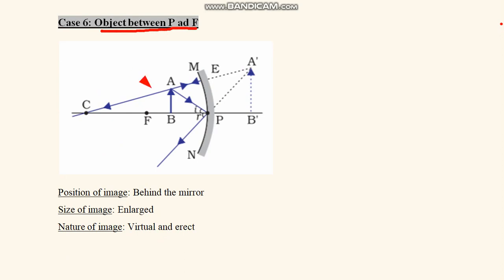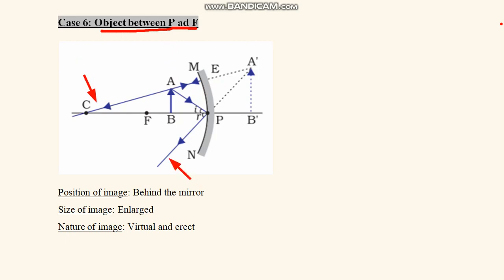Here, AB is the object which is kept within the focal length. A ray of light incident obliquely on the mirror gets reflected obliquely following the laws of reflection. Another ray of light starting from point A and incident normally on the mirror retraces its path after reflection. These two reflected rays do not meet at all.